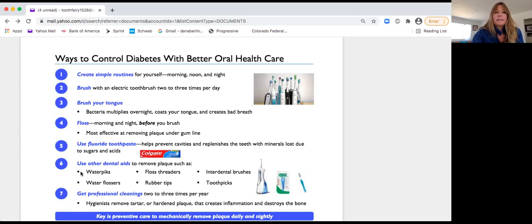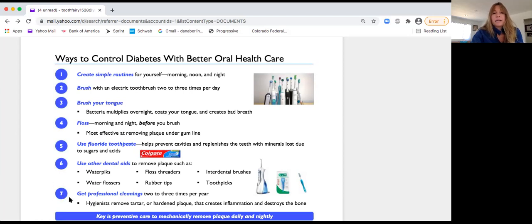You've got water picks, water flossers, floss threaders, which are great for people with bridges and braces. Rubber tips, interdental brushes, which are really great. Those are these guys here that are little brushes that you go between your teeth with. And toothpicks, if you use them lightly. All of these help to remove plaque.